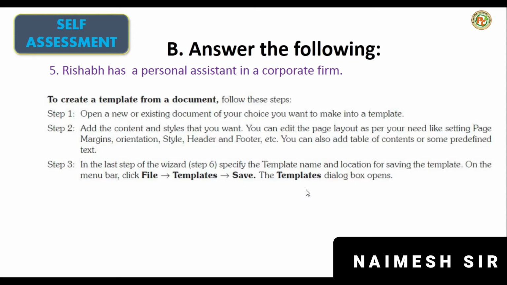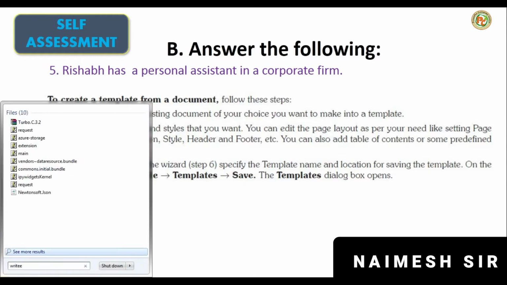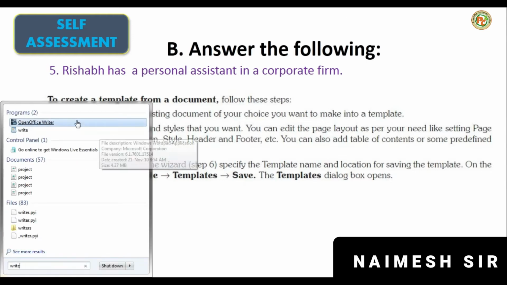So students, this is the session number 5 and its exercise. Now right now we are going to start session number 6, creating and customizing the table of content. So before we proceed, we will open the Writer. So now click on the Writer here.